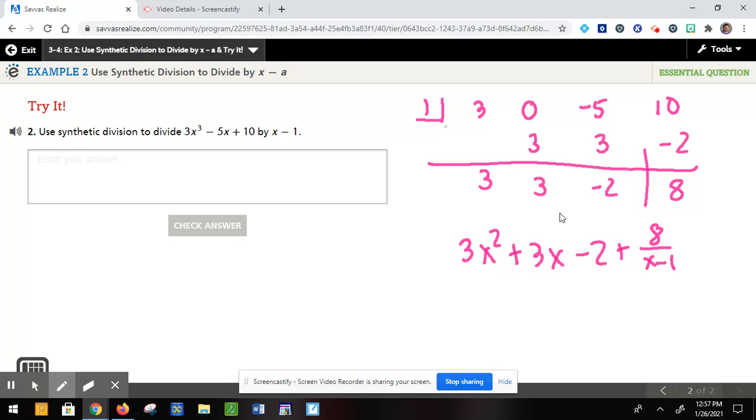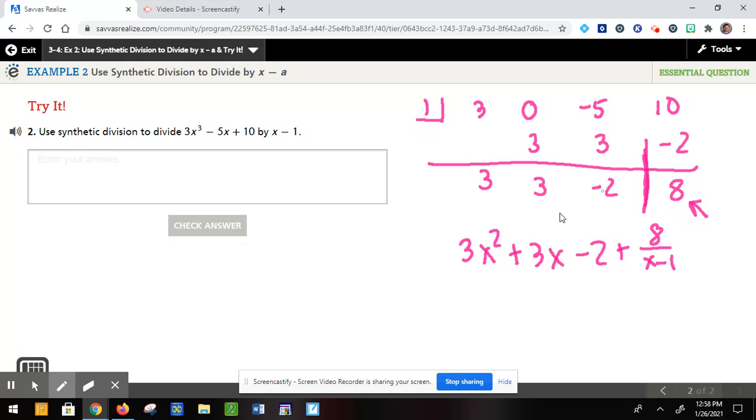You drop the first 3. 1 times 3 is 3. 0 plus 3 is 3. 1 times 3 is 3. Negative 5 plus 3 is negative 2. 1 times negative 2 is negative 2. 10 plus negative 2 is 8. I drew this line here, not just out of habit, but that's your remainder.